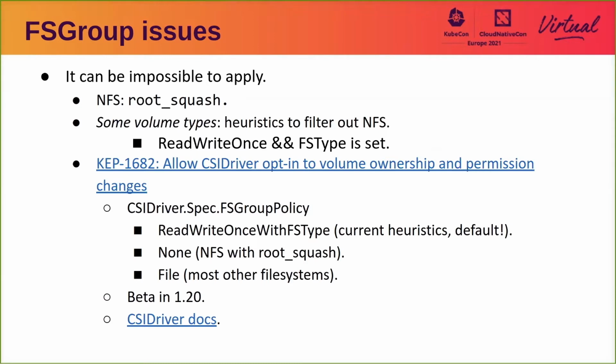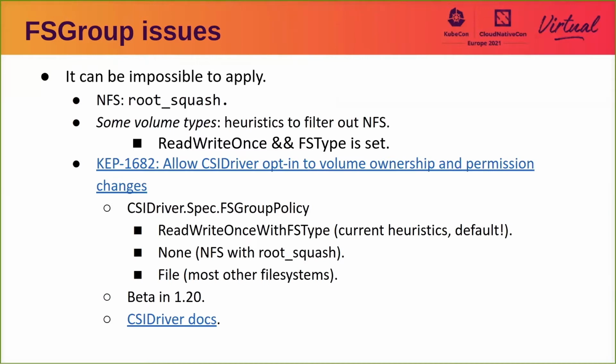And when it accesses the files on the volume with the root squash option, this root user on the NFS client side is translated to an unprivileged user on the NFS server side. And this user cannot change the owner or permissions of the files. And therefore, the Kubernetes in-tree NFS volume plugin does not apply FSGroup at all. In Kubernetes, we have a list of volume plugins that don't support FSGroup, and NFS is one of them, and we don't apply FSGroup there.